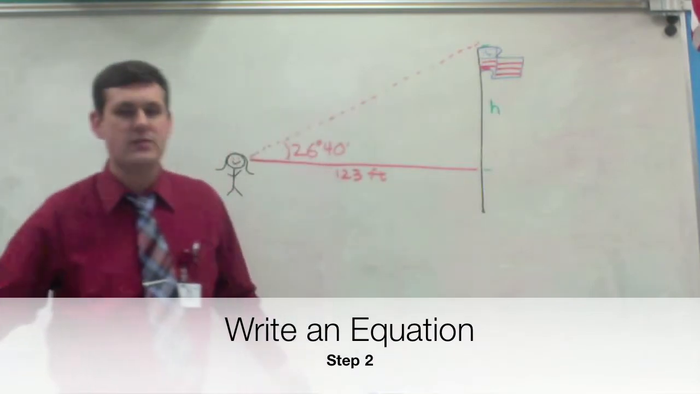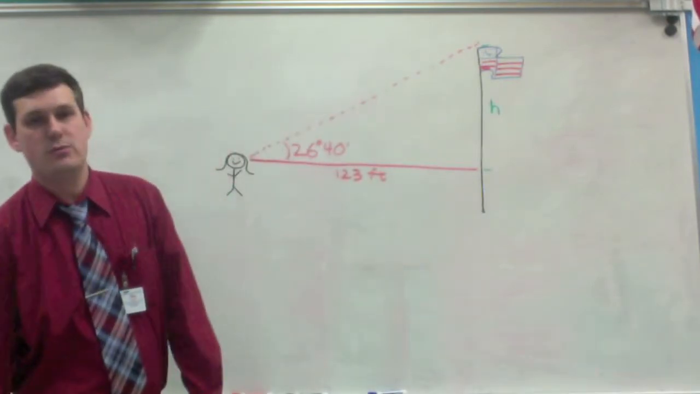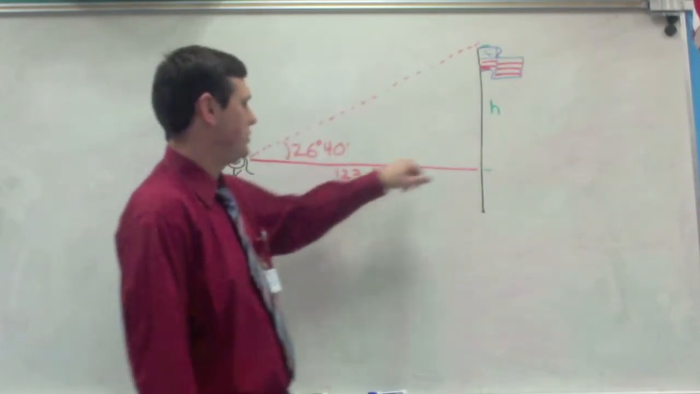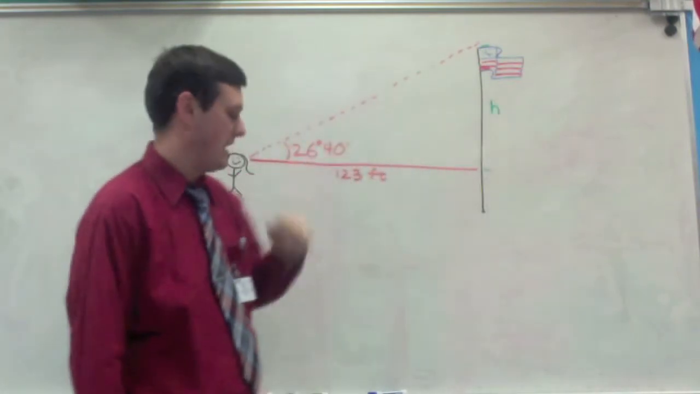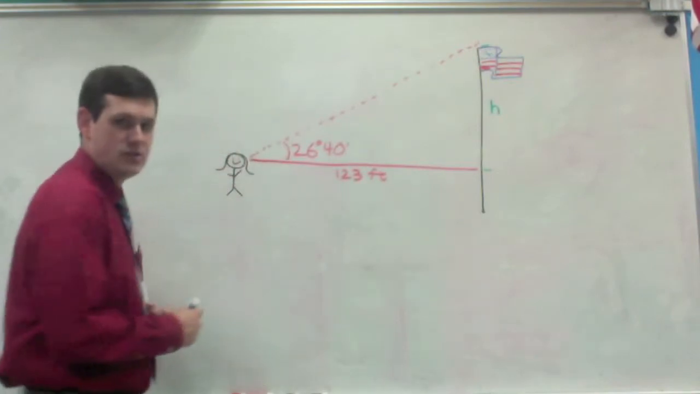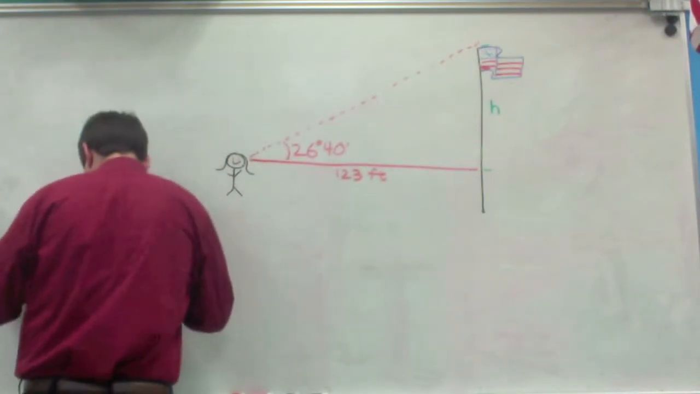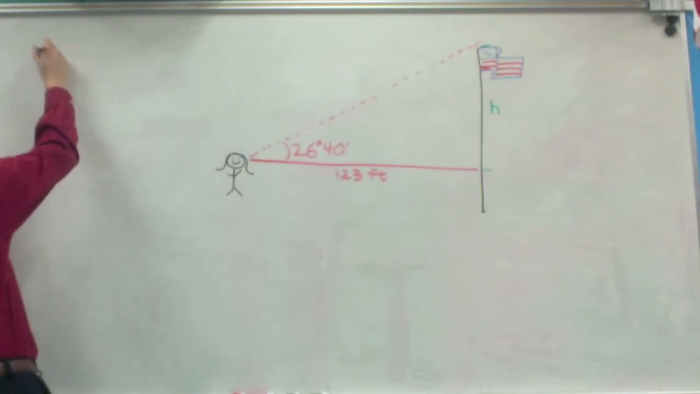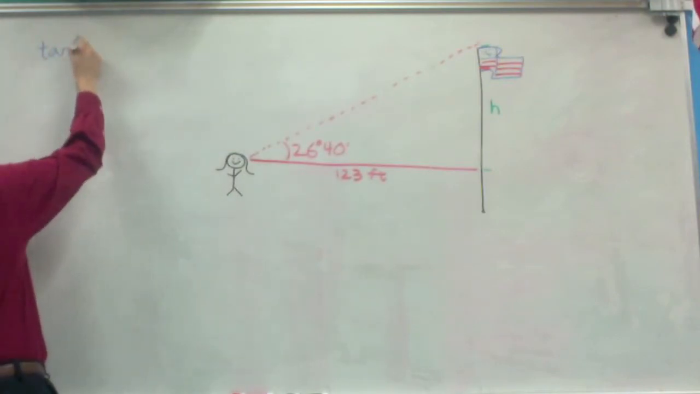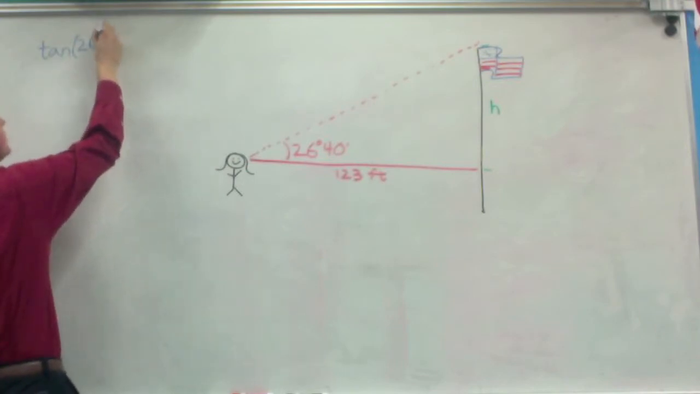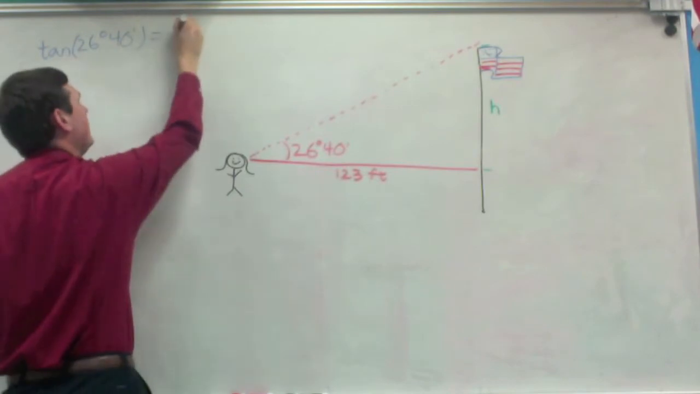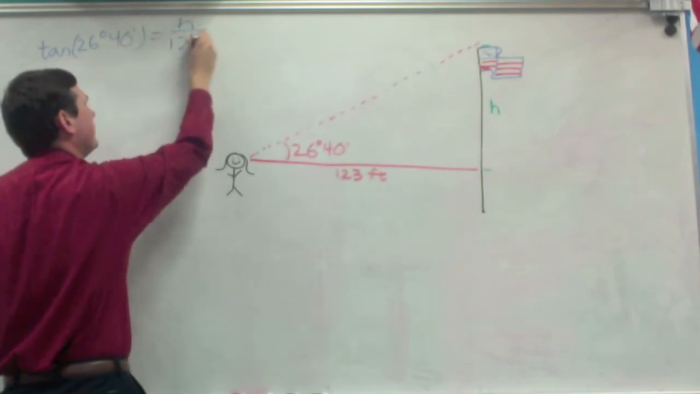Step 2 is to make an equation based on that picture. Here I know the angle, the adjacent side, and I want to know the opposite side. So I'm going to be using tangent. My equation is going to have tangent in it. We know that the tangent of 26 degrees 40 minutes is h over 123.